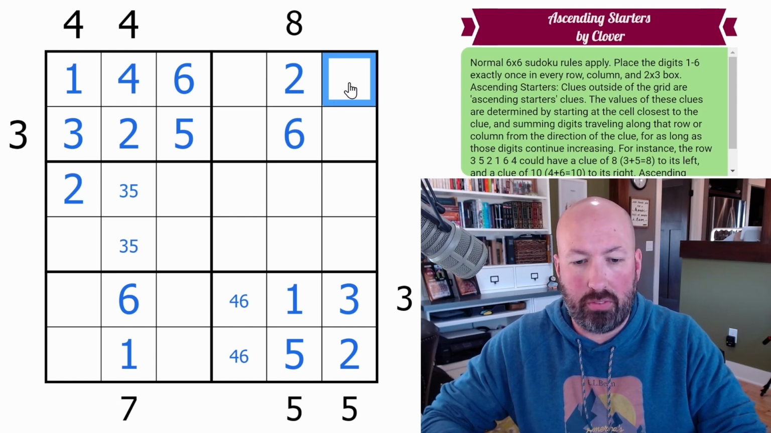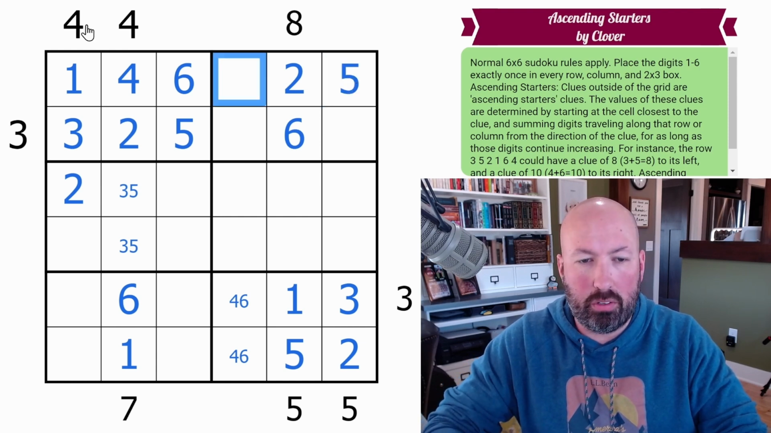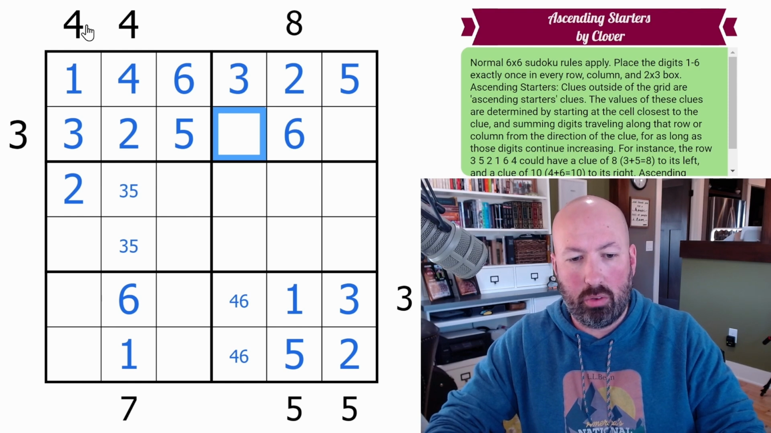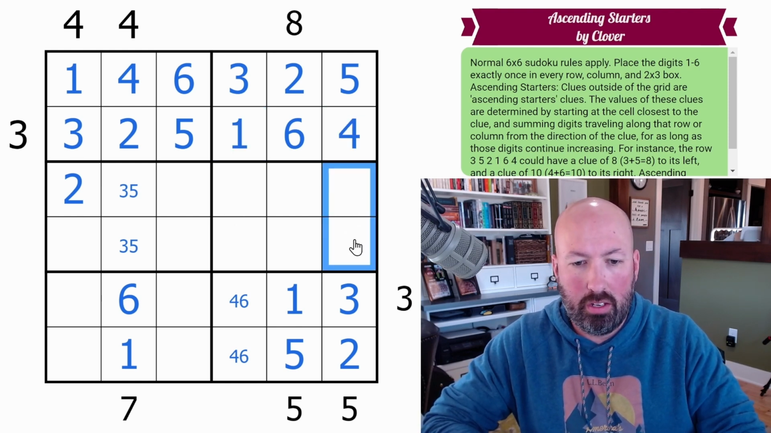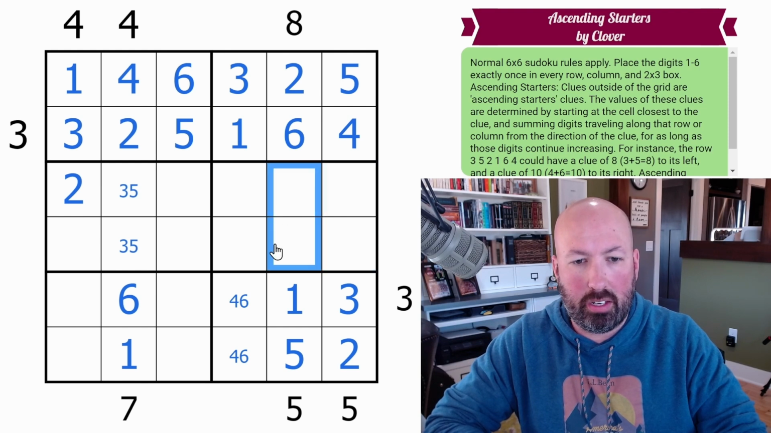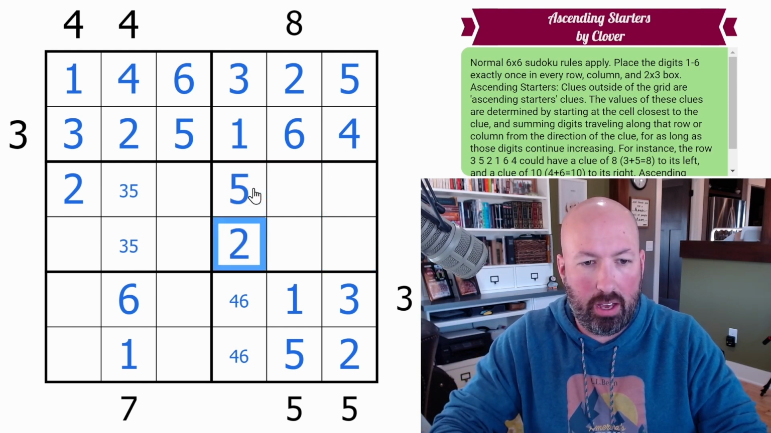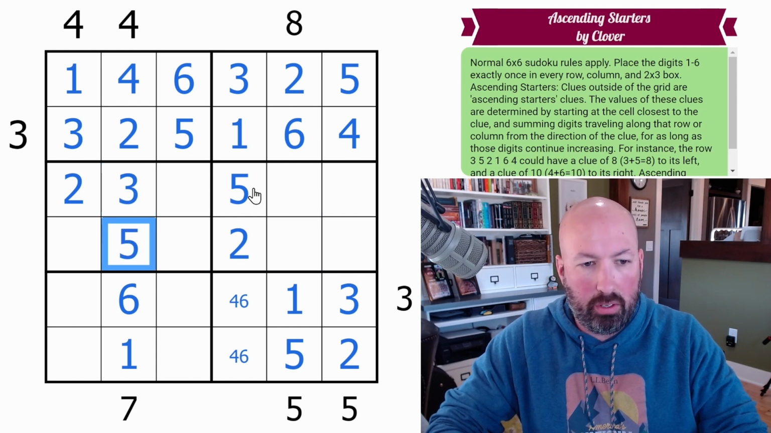So this is 3 and 5, and the 3 down below will give those to us. These two are 1 and 4, and the 4, 6 down below will give us those. These are now 1 and 6. These are 3 and 4. Here you go, 2, 5. So this is 5 and 2. The 5 will give us those.